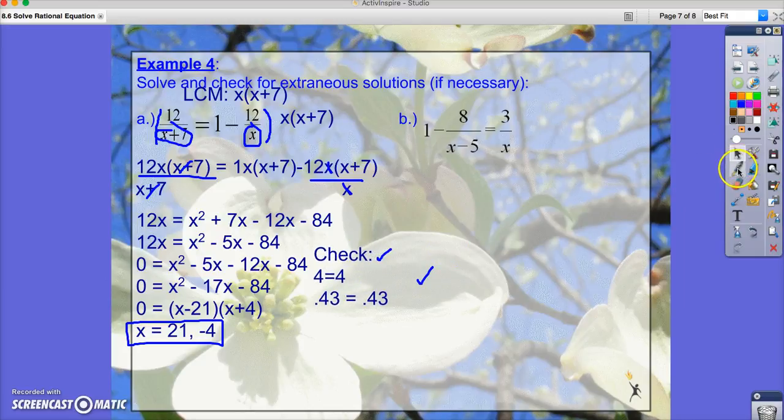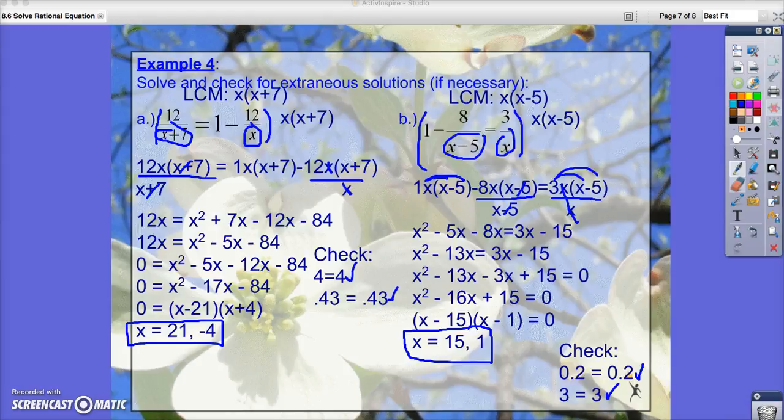All right. So try the last one and pause the video, and I'm just going to show the work for you guys along with assignments. Please make sure you do that. Okay, so hopefully you took the time to pause the video and solve. You're going to have to pause it as well if you want to check your work. We have 15 and 1, and they both check out. Make sure you can plug them back into the original one at a time to get those two checks. One will be 0.2 equals 0.2, one will be 3 equals 3.